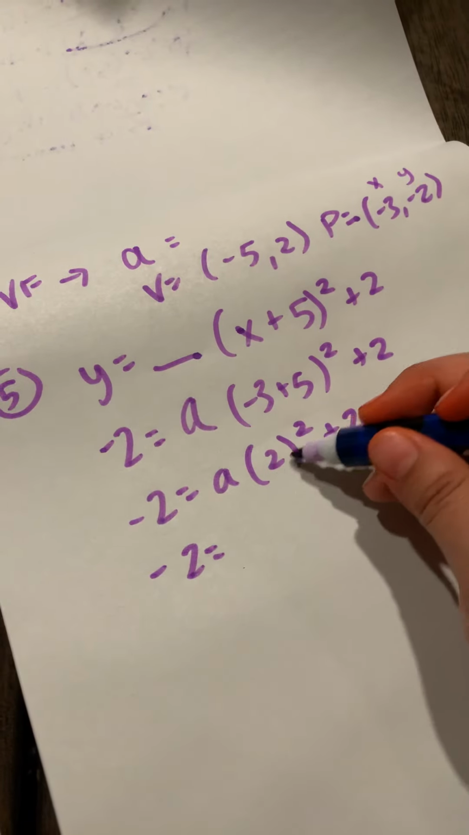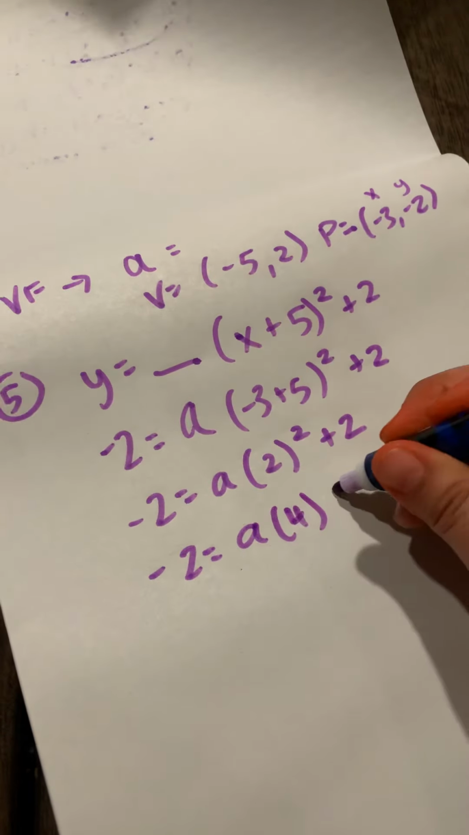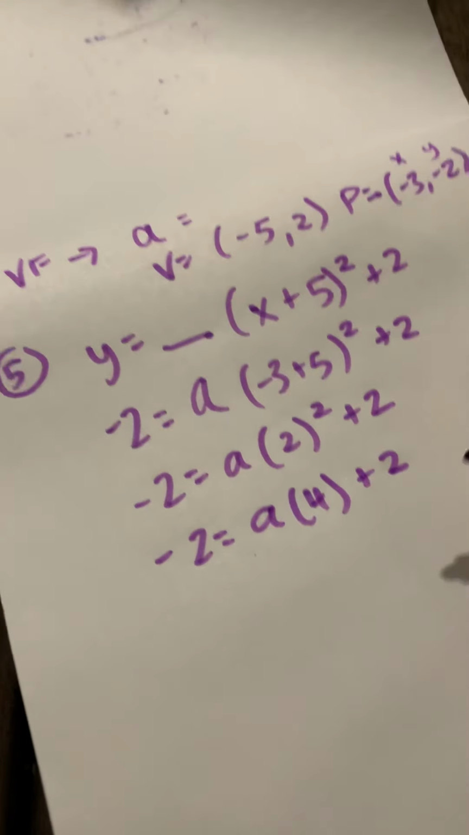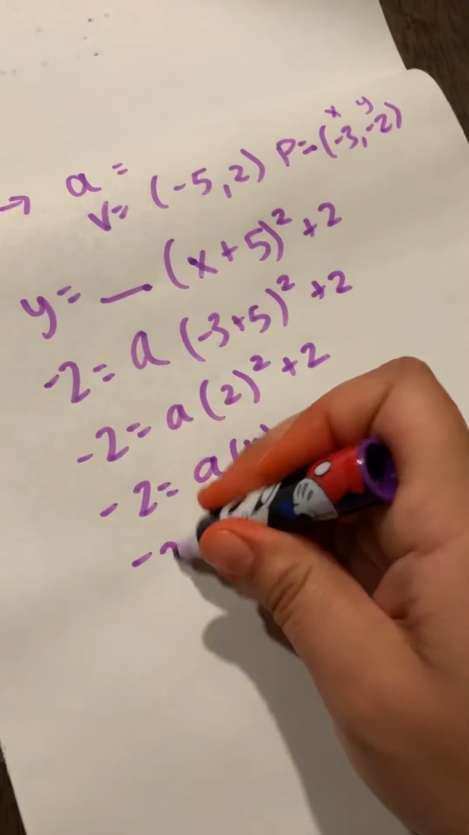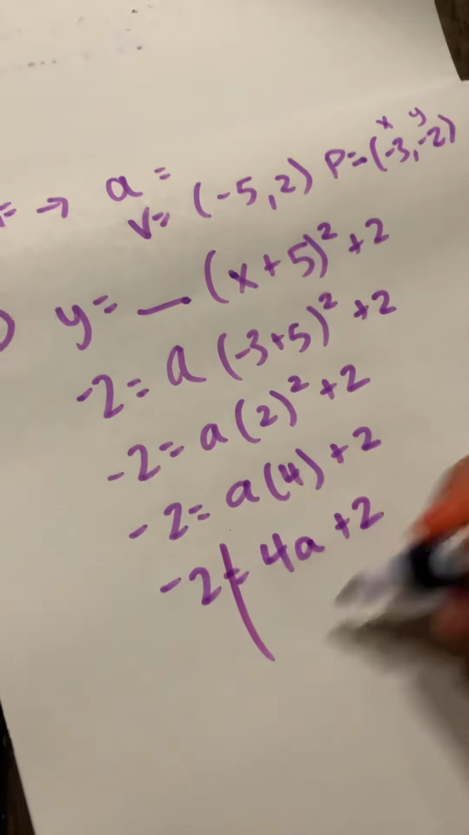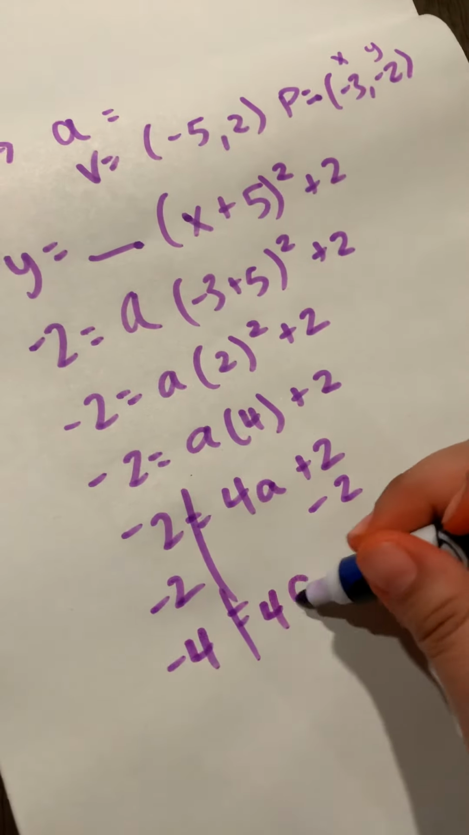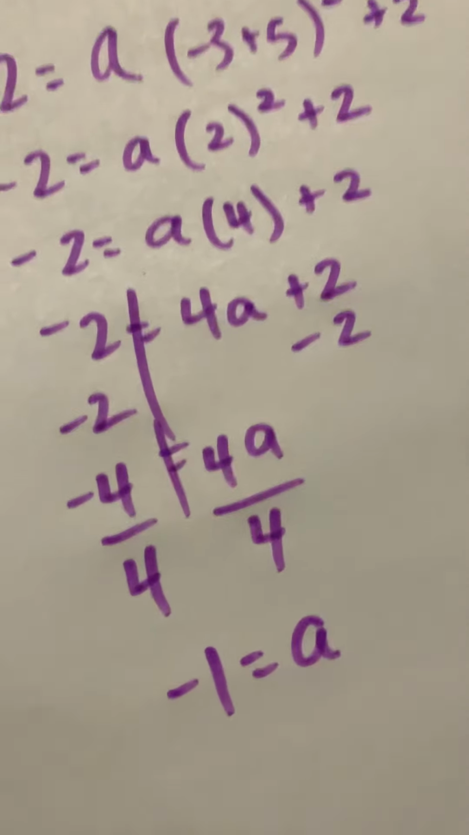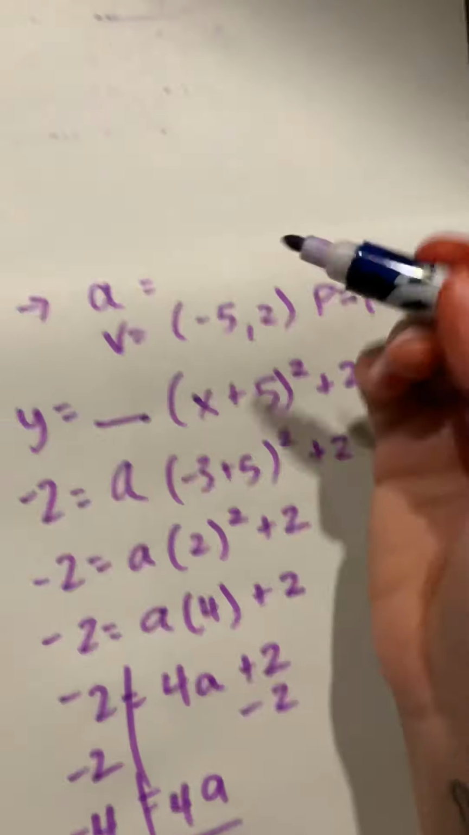2 squared is 4. And this would be a times 4, plus 2. Well, a times 4 is 4a, right? It's just like 5x. We would never write x5. You would always write the number first. So I'm going to write the 4 first and then the a. And then I'm just going to solve this equation. So -2 minus 2, and then divide by 4 to get a by itself. So a is -1.